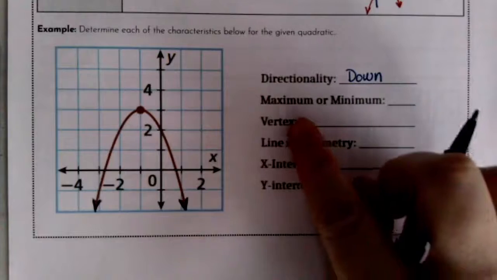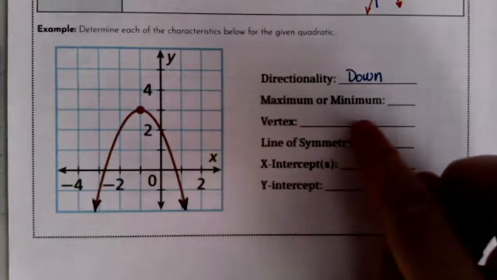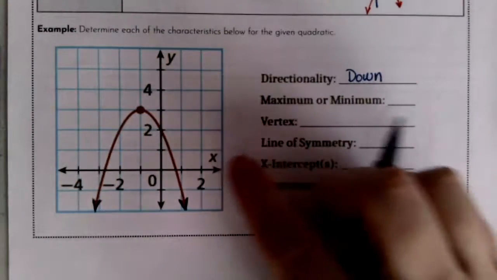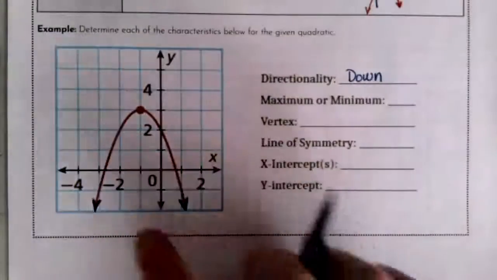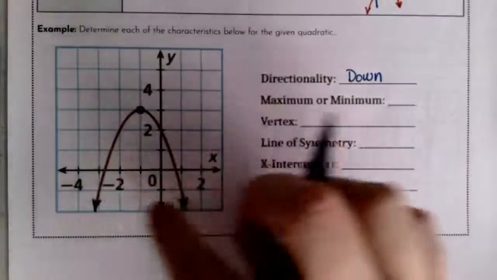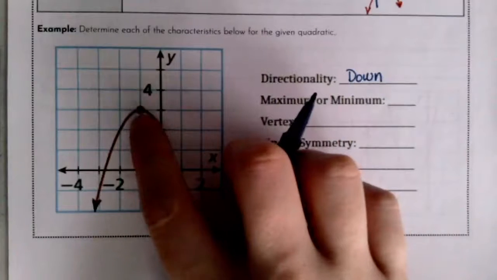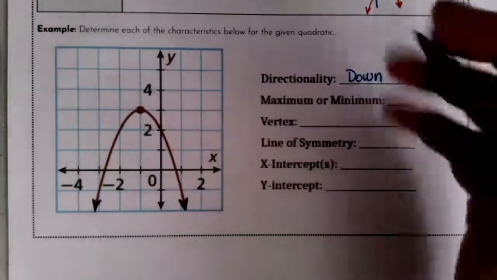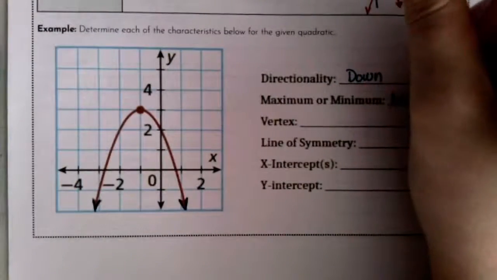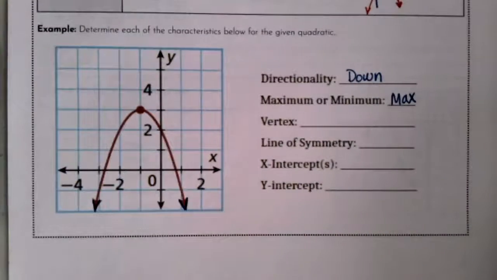Then I need to identify if my vertex is a max or a min. And so what that means is, does your vertex, which this one already has a dot at the vertex, but we can see like either the very top or the very bottom point. This is our vertex. And this is at the very top, so it is a maximum. So if it's at the top, it's a max. If it's at the bottom, it's a min.